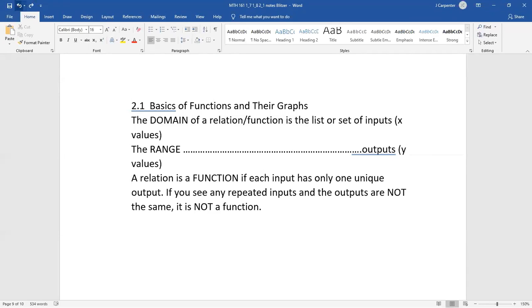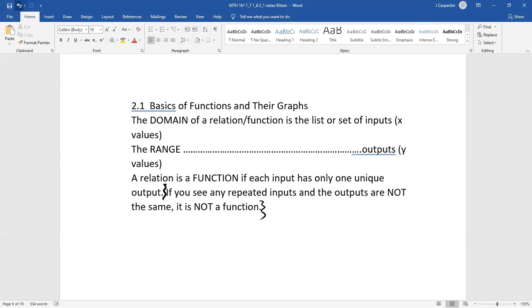If you see any repeated inputs and the outputs are not the same, it is not a function. This second sentence is just clarifying the first one. Something is a function if each input, each x value that you could come up with, that you can throw into it, only leads to one output. That's what we mean by has only one unique output.